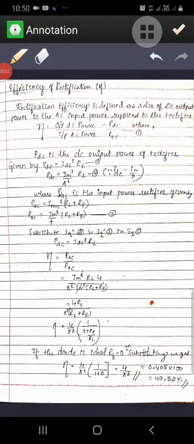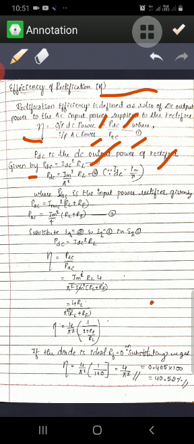Now let us derive the expression for the efficiency of a half-wave rectifier, eta. The efficiency is defined as the ratio of the DC output power to the AC input power of a rectifier. So eta: the output we expect is DC, and the input we give is AC. Therefore eta equals output DC power by input AC power, PDC by PAC, where PDC is the DC output power of a rectifier, which is given by PDC equals IDC square into RL.